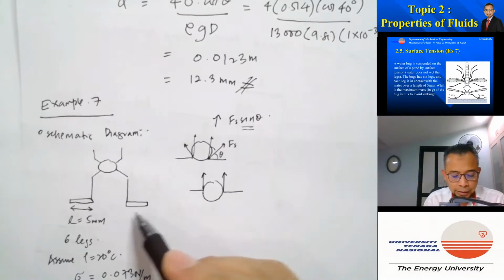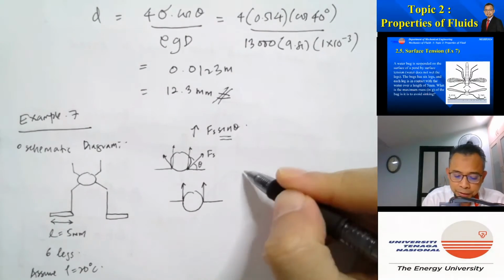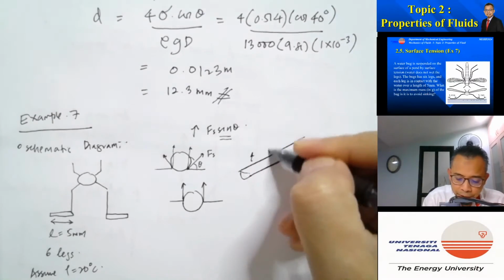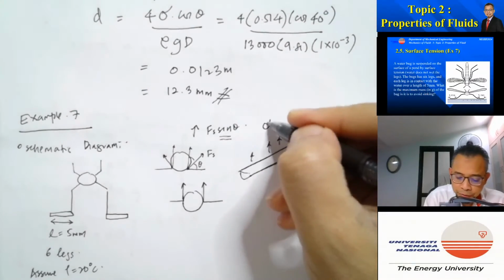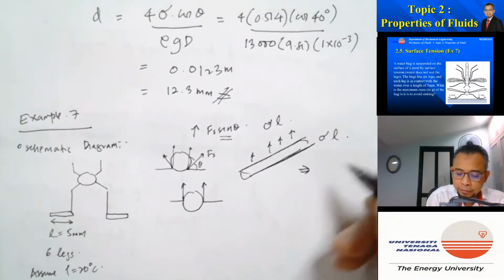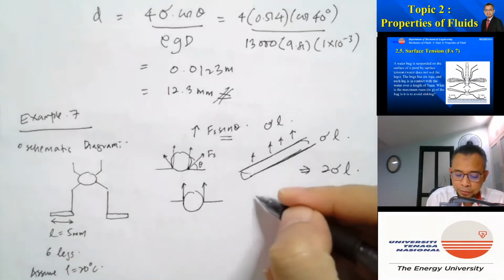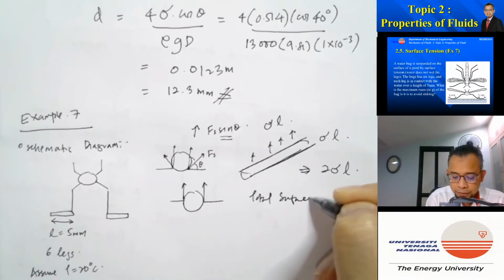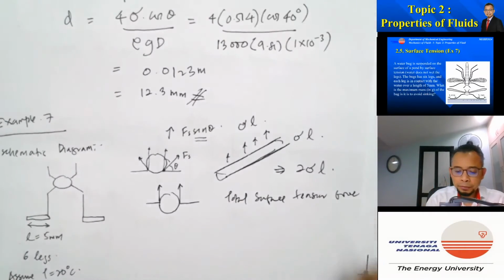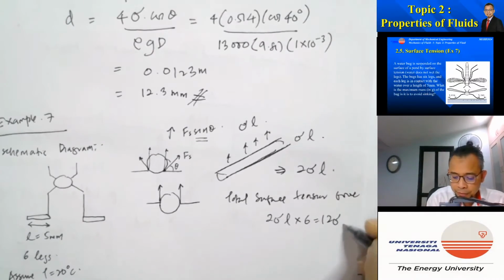And then each leg will actually cut 2 different lines on the surface of the water. If you consider the leg like that, it will cut here and it will cut here. So it will generate surface tension here, which is equal to sigma L, and here also equal to sigma L. So each leg will have 2 sigma L. It has 6 legs, so the total surface tension force upward will be equal to 2 sigma L multiplied by 6, so 12 sigma L.